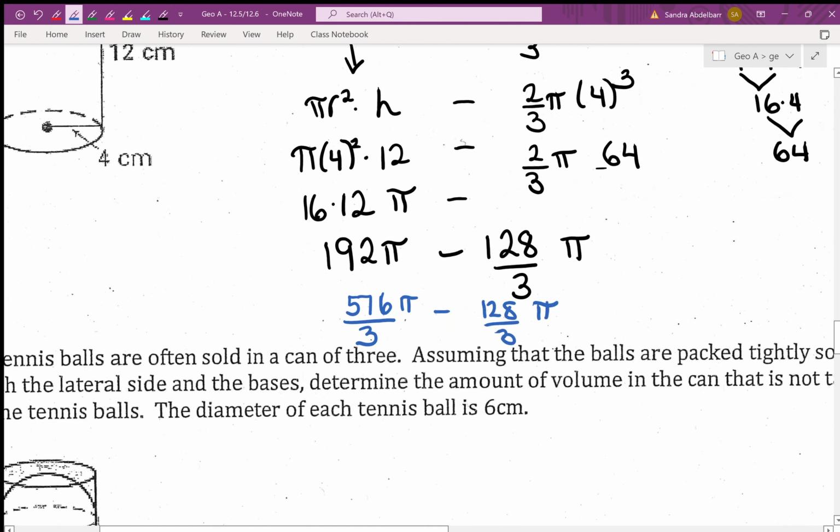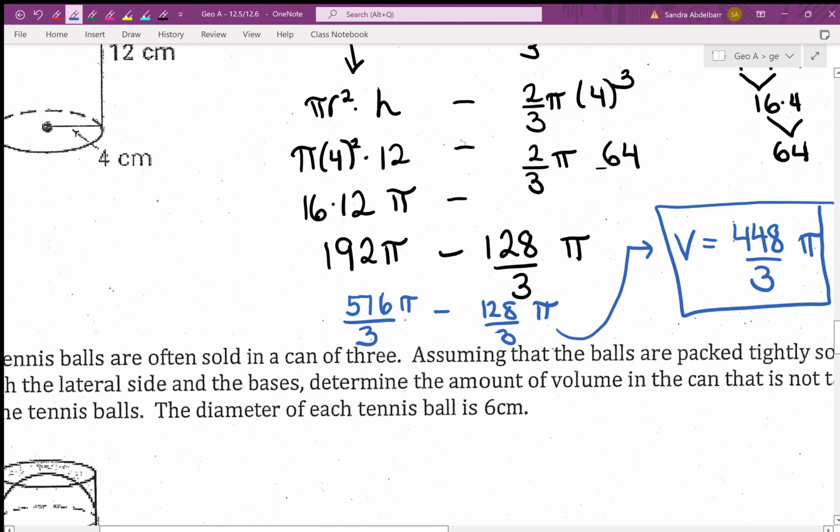All right, now do 576 minus 128. What is it? 428? 448. Oh, 448 over 3 pi. 3 does not go into 448, so we are done there. It's units cubed. I didn't write it. That's okay.